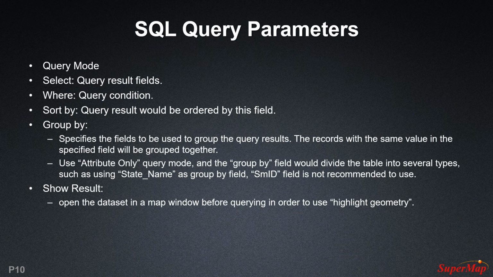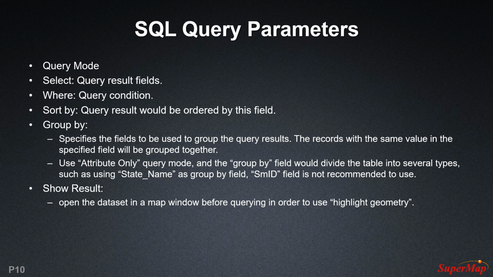Parameters. These are the parameters that we have. We have query mode, and then we use a select function, we use where. We use sorting, whereby we query the results that would be ordered by this specific field. Then there's grouping, in which we can specify the fields to be used to group the query results, and the records with the same value in the specified field will be grouped together.